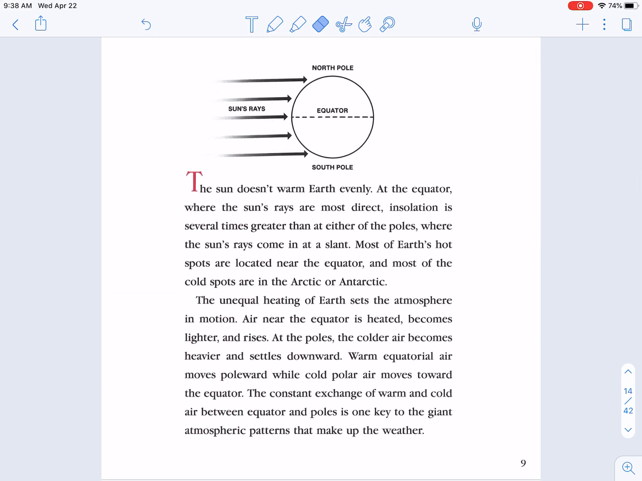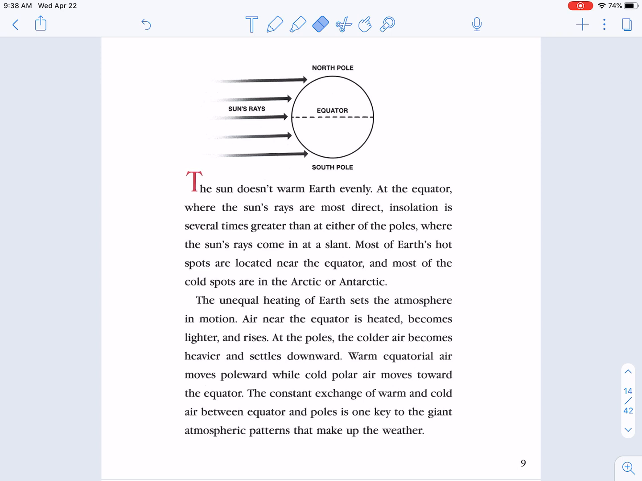The sun doesn't warm Earth evenly. At the equator, where the sun's rays are most direct, insolation is several times greater than at either of the poles, where the sun's rays come in at a slant. Most of Earth's hot spots are located near the equator, and most of the cold spots are in the Arctic or Antarctic. The unequal heating of Earth sets the atmosphere in motion.